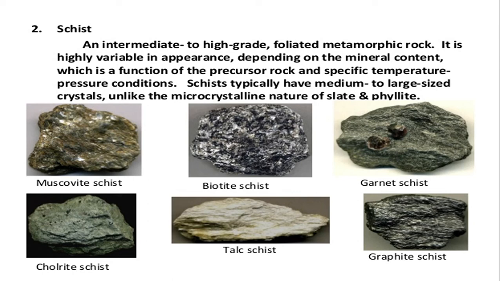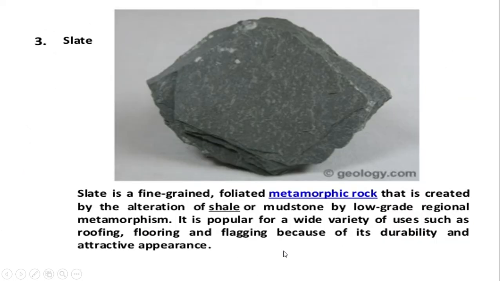Highly variable in appearance depending on the mineral content, which is a function of the precursor rock and specific temperature and pressure conditions. Schists typically have medium to large sized crystals, unlike the microcrystalline nature of slate and phyllite. So these are examples of schists. We have the muscovite schist, the biotite, garnet, kyanite, talc, and the graphite.